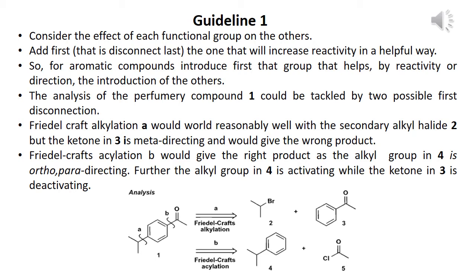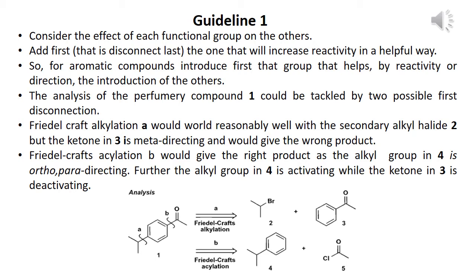Friedel-Crafts acylation B would give the right product, as the alkyl group in 4 is ortho-para directing. Further, the alkyl group in 4 is activating while the ketone 3 is deactivating. Now there are two advantages of the B disconnection, that will be the synthesis will be Friedel-Crafts acylation of 4 and 5. Now if you are disconnecting like that, you are getting one part of the disconnection as 4, one synthon, and the other one as 5. So this is a good approach.